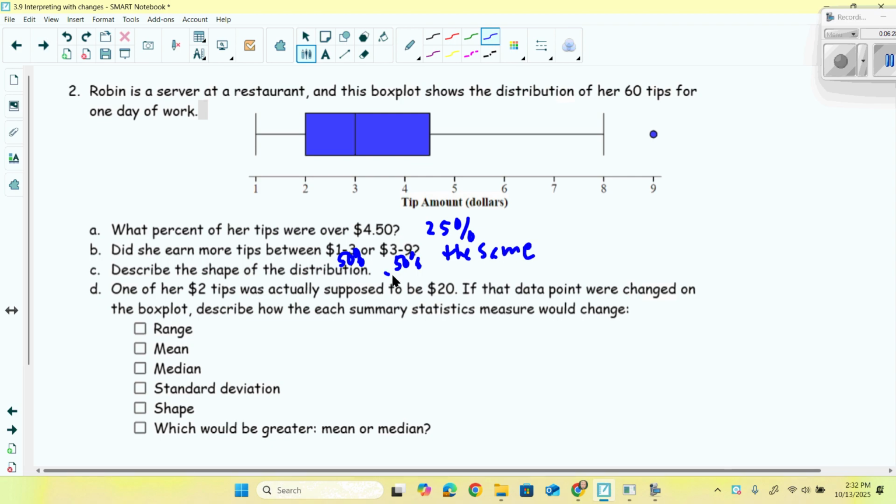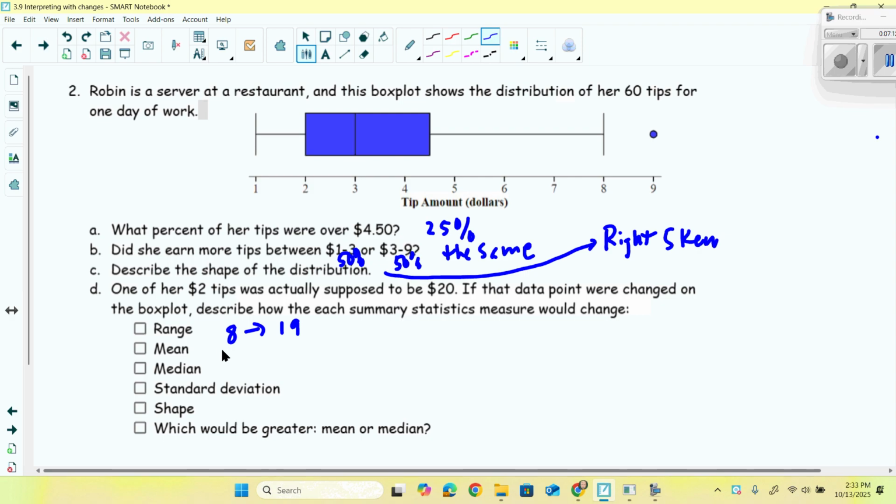Describe the shape of this distribution. This shape, it looks like it's more of a right skew, and that makes some sense because we have that extreme value. In fact, what looks like an outlier up here. If one of her tips that was counted as $2 was actually supposed to be $20, so that would be even further out to the right. Describe how each summary statistic measure would change. So the range would change a great deal. It would go from 1 to 9, up to 1 to 20, 19.